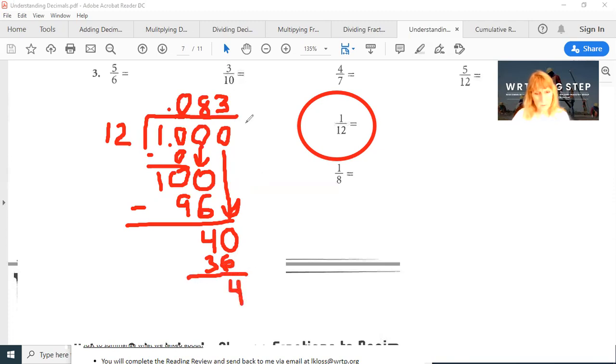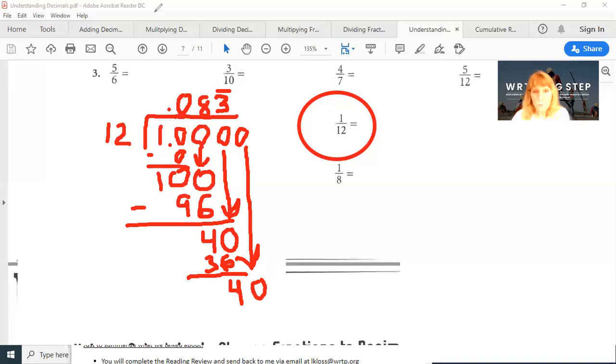And now you can notice what's going to start happening. We brought down another 0. We would now get 40 again. So we're going to end up with a 3 repeating. So the answer would be 0.083 with a line over just the 3, because just the 3 is going to start repeating. So that's one way of doing it.